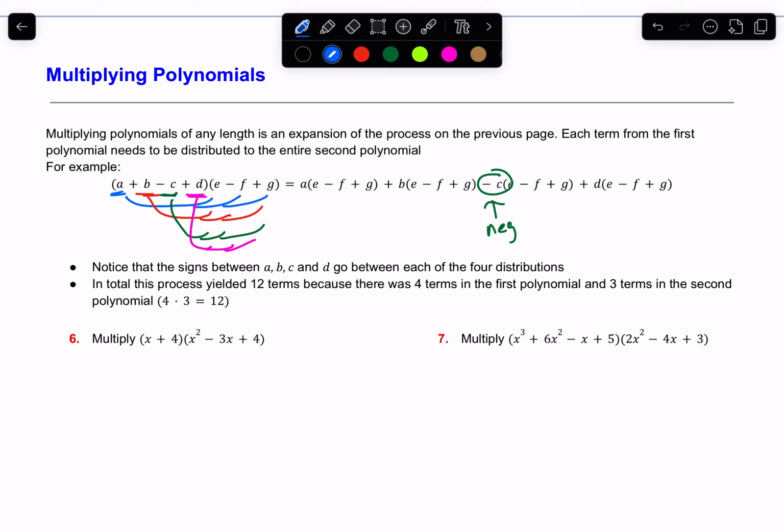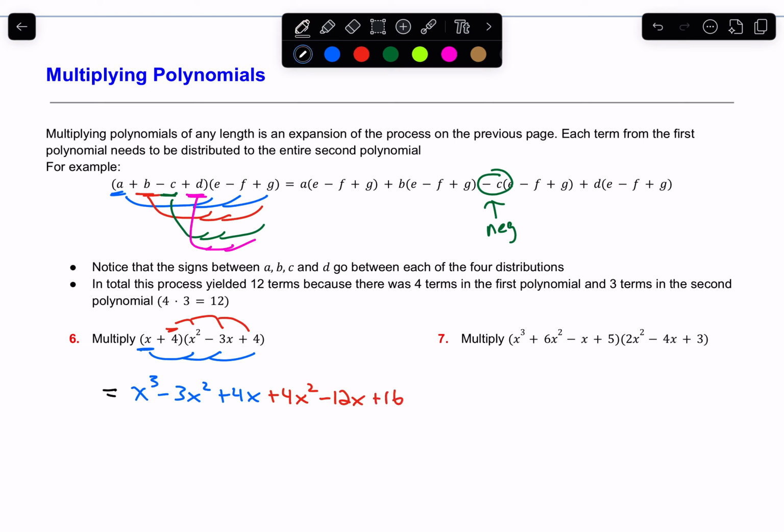Number 6, we're going to take x plus 4 and distribute it to x squared minus 3x plus 4. The x goes to all three pieces. So I'm going to get x times x squared is x cubed. X times negative 3x, negative 3x squared. X times 4 is 4x. And now I have to take the 4 and distribute it to all three things. 4 times x squared is just 4x squared. 4 times negative 3x is negative 12x. And 4 times 4 is positive 16.